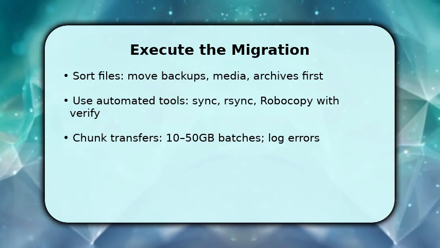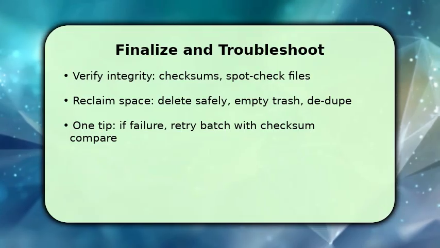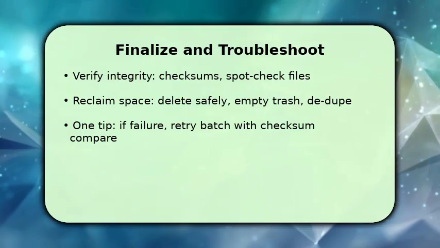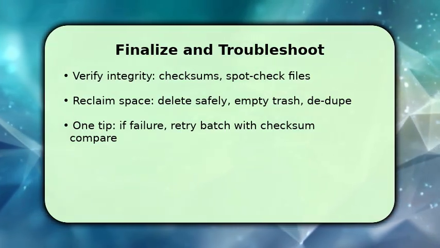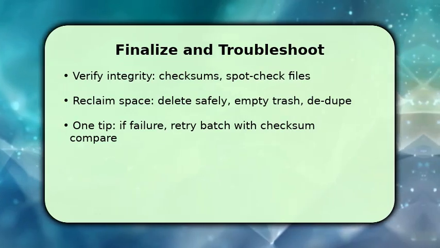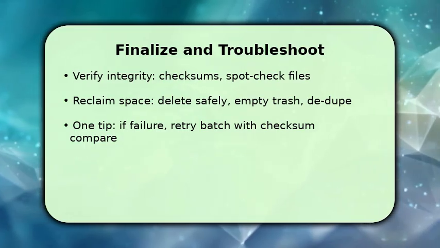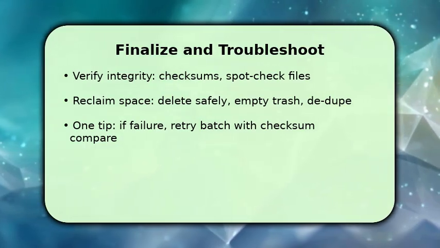You finish by verifying integrity. Run checksums or spot check critical files and confirm apps open correctly. Once verified, reclaim source space by deleting only verified copies, emptying the recycle bin, and running deduplication. Then adjust storage policies or set automatic archiving to prevent recurrence.